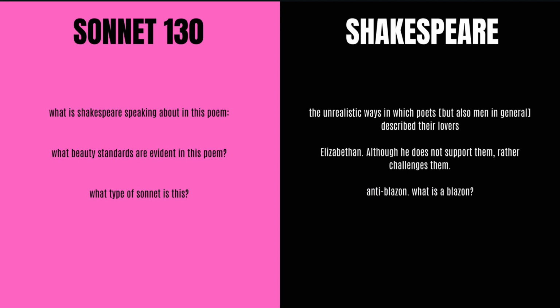Today I'm going to be analysing Sonnet 130 by Shakespeare. So to start off with, what is Shakespeare speaking about in this poem? He is speaking of the unrealistic ways in which men used to describe their lovers.